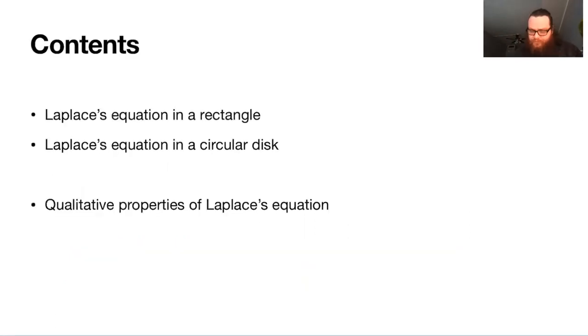Okay, so in practice, what are we going to do? Well, there are three main pieces. First, we're going to look at what Laplace's equation looks like on a rectangle. Next up, we're going to write the same equation, just changing the geometry. So instead of a rectangle, now we're looking at a disk. And then finally, we're going to talk about a few what I'm calling qualitative properties. They're going to give us some intuition about, in particular, how solutions depend on this boundary information that you prescribe. And we'll see what that really means in a minute.